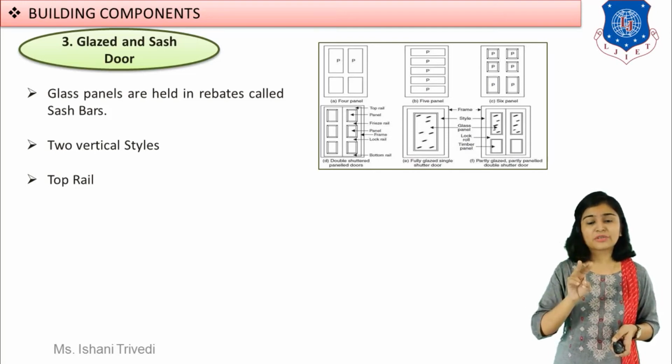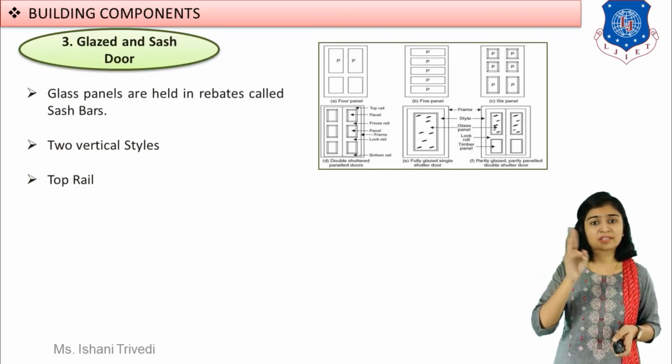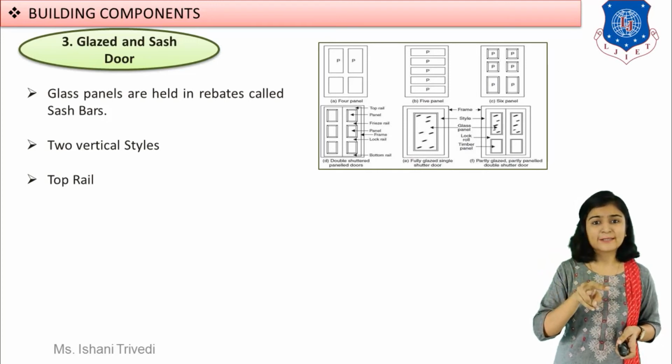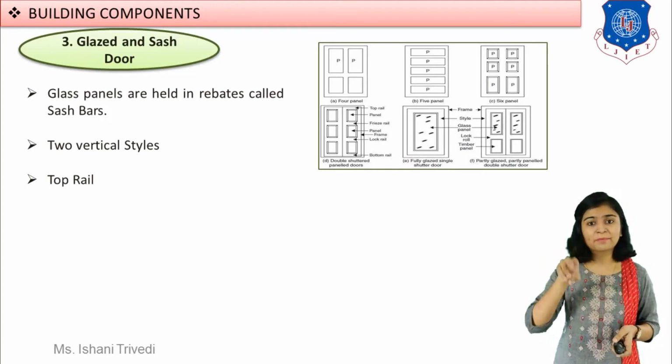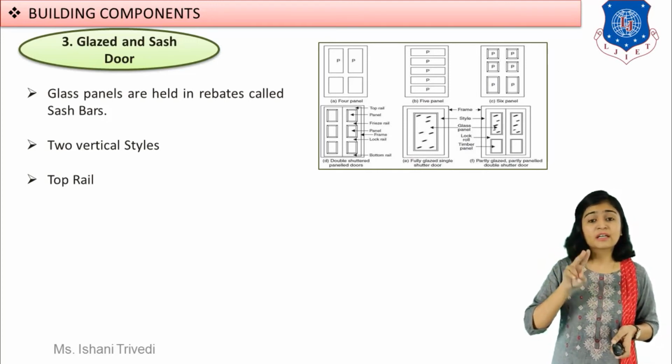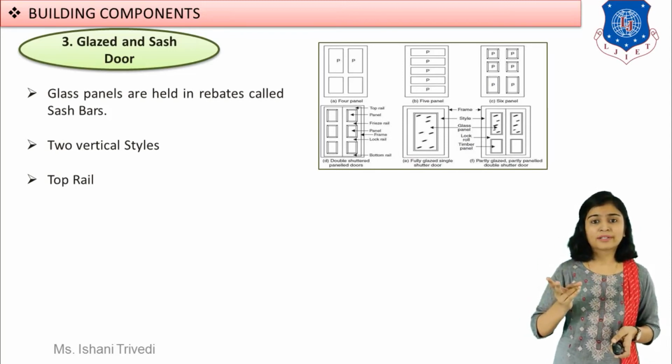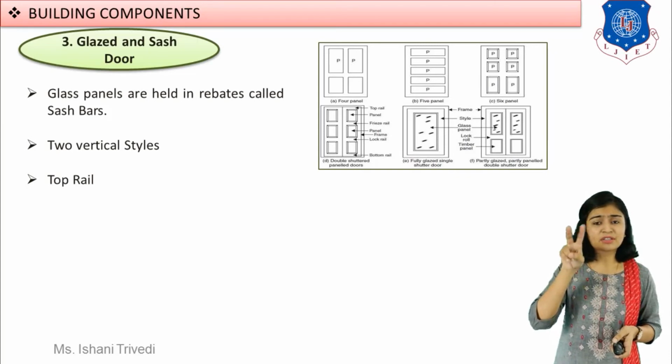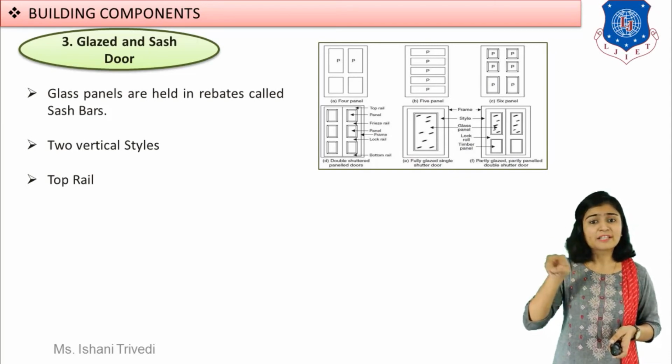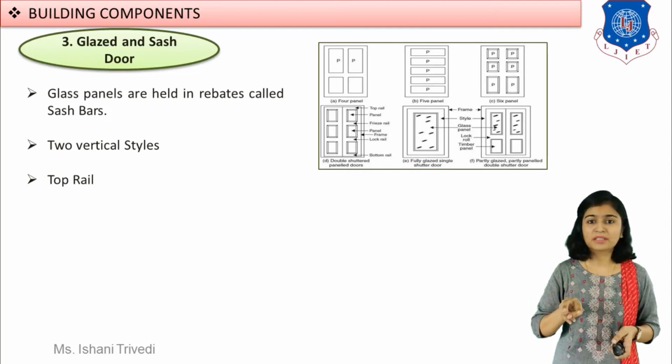So in that case you can see you have a frame, you have a style, and then you have the glass panel which is held inside this framework, that is your glazed door. Come to the rightmost bottom sketch. You can see that now it is not just a single glass. Panels are provided. 2 panels of glass are provided and 2 panels of timber are provided.